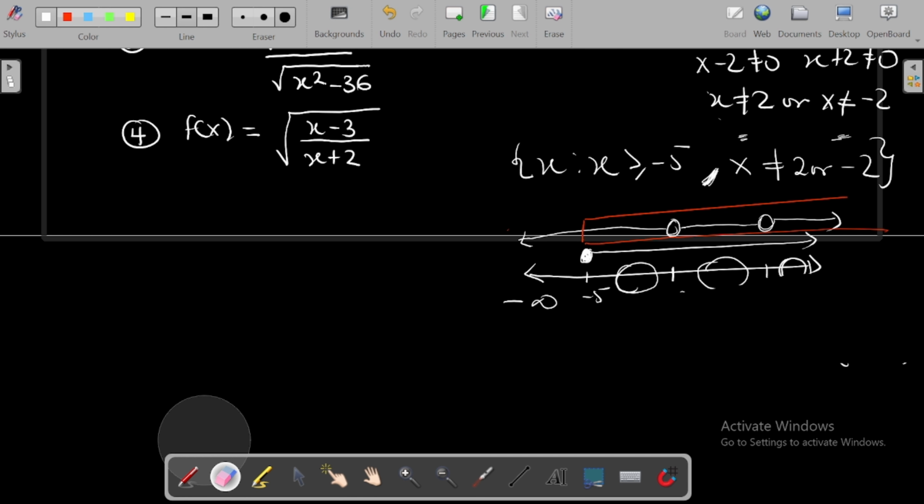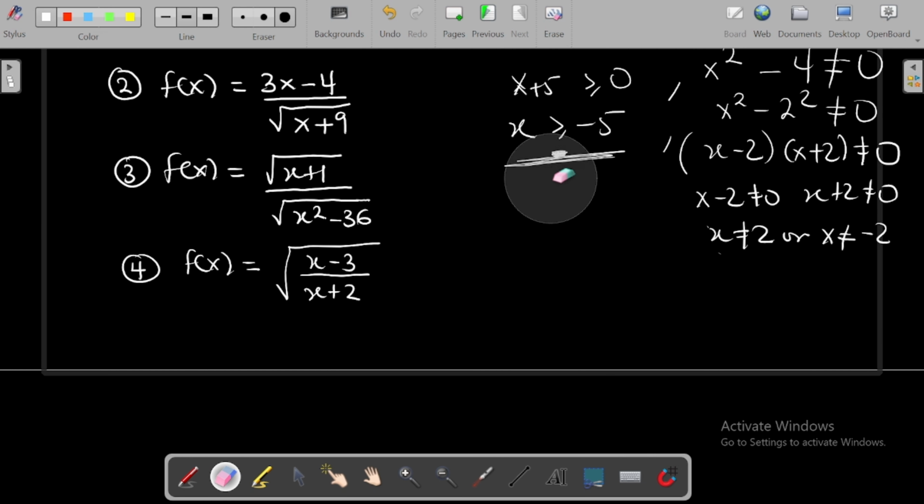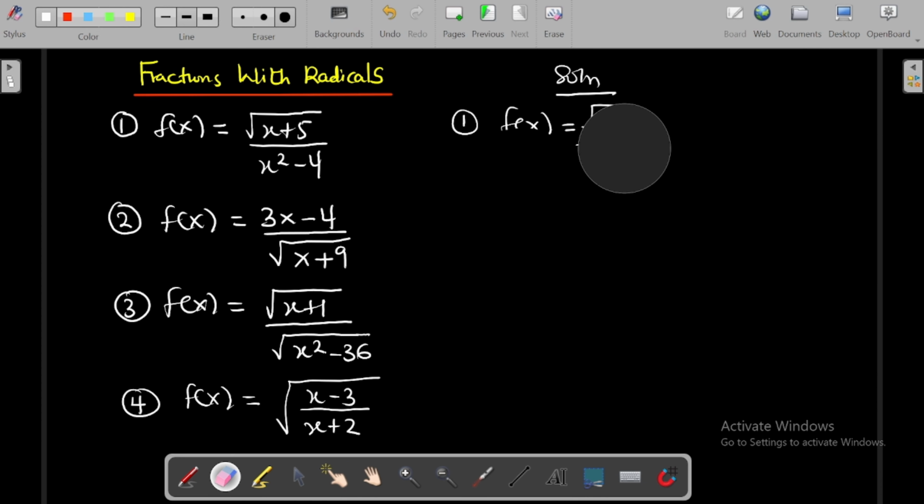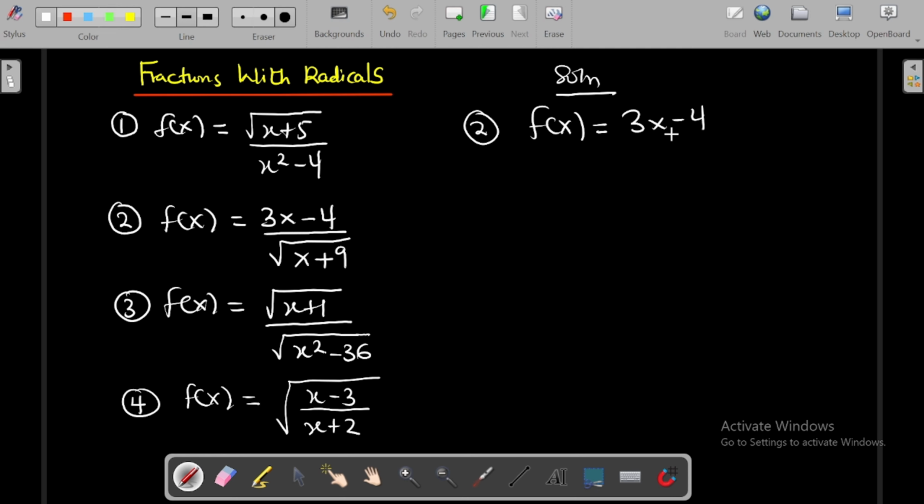Let's go through the next type of questions we have so we better understand what we are doing. As you solve more questions in math, a lot of the concepts come to your fingertips. Okay, so now let's look at the second question. Second question is f of x is equal to 3x minus 4 all over square root of x plus 9. So just like I said, once you have a fraction, you check numerator and denominator. What can make the function undefined?